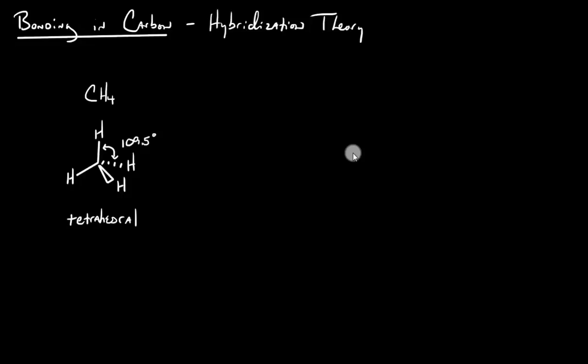So the next topic is going to be revolving around bonding for carbon and how carbon can actually bind itself to other carbons as well as to other atoms. And the theory that we're going to use to explain the way that carbon does this is called hybridization theory. So before we actually go into the theory, I'm just going to cut to the chase and give the results of what we can find in nature, how carbon can actually bond.